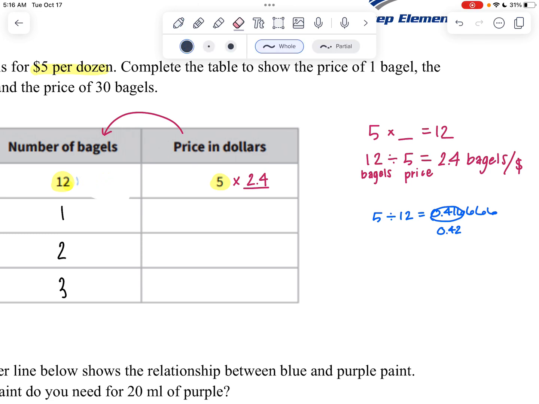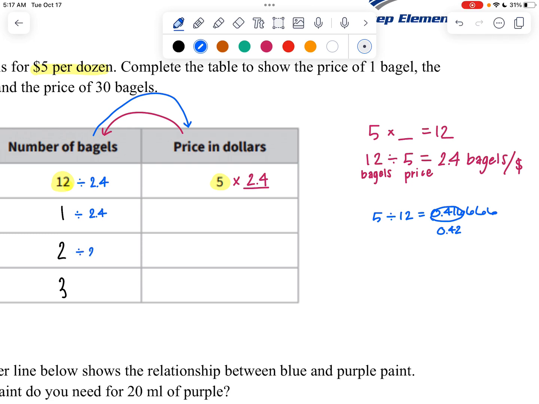And remember that if I can multiply by something, in this case 2.4, moving from price to bagels, moving from bagels back to price, I can divide by that same magic number. And again, if you chose to do 0.42 rather instead, that's totally fine. We just have to be a little bit more careful about the rounding if we choose to do it that way. I'm pretty much finished now. All I need to do is start dividing. 1 divided by 2.4, which gives me 0.42.